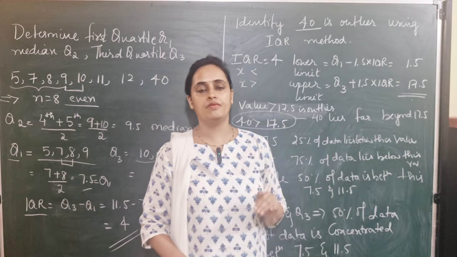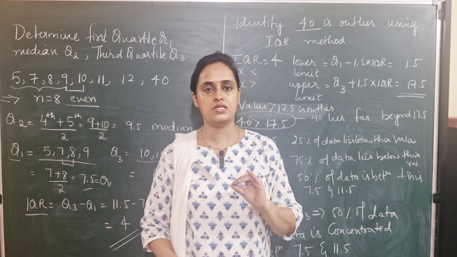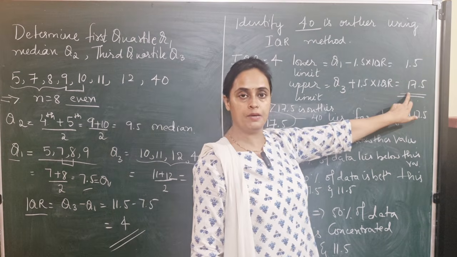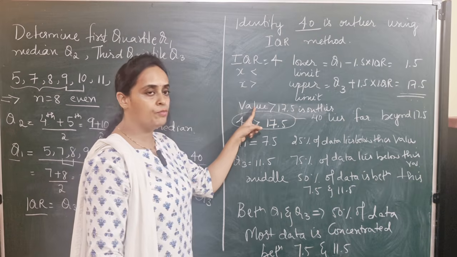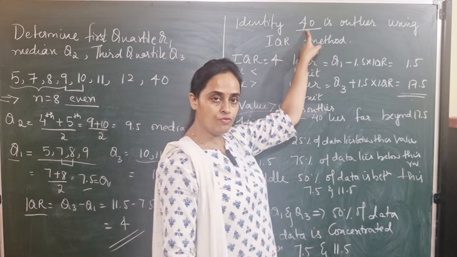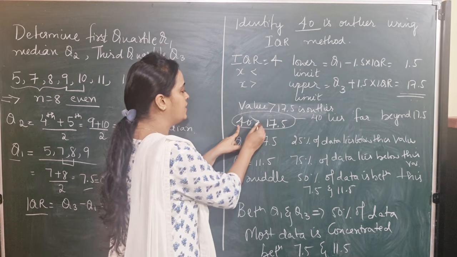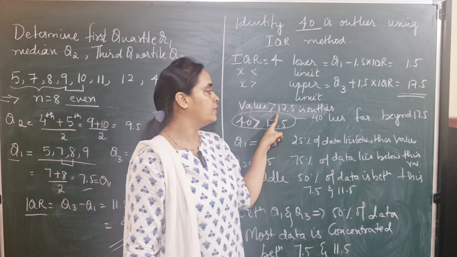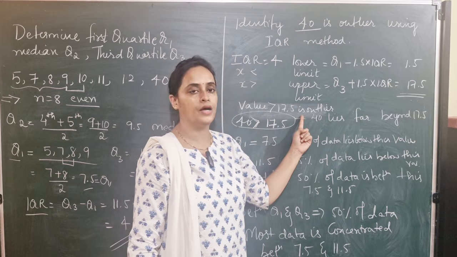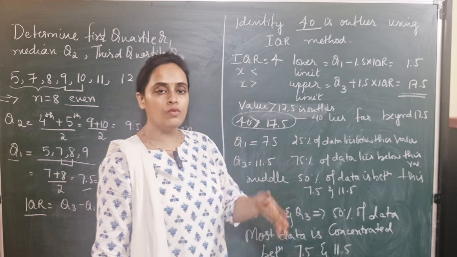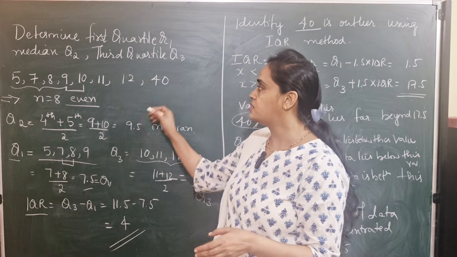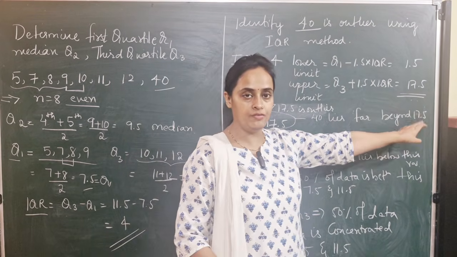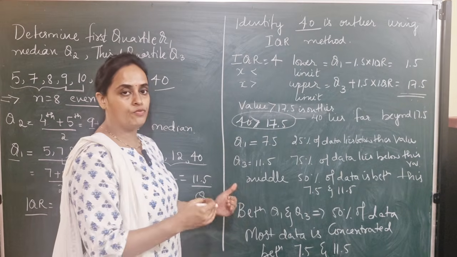Now for any number given in the data set, if you want to identify whether it is an outlier or not, compare that number with the upper limit. Now the upper limit is 17.5. In the question they have asked about 40. Since 40 is greater than 17.5, given any value, if it is greater than the upper limit, then that particular number is an outlier. Therefore 40 is an outlier. You can also see from the data set that 40 is very, very much beyond the number 17.5. Now we identified that 40 is the outlier.